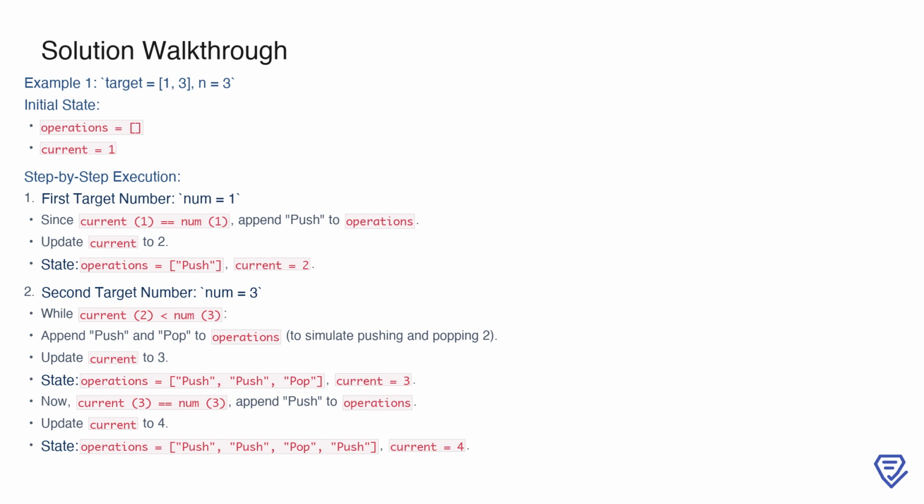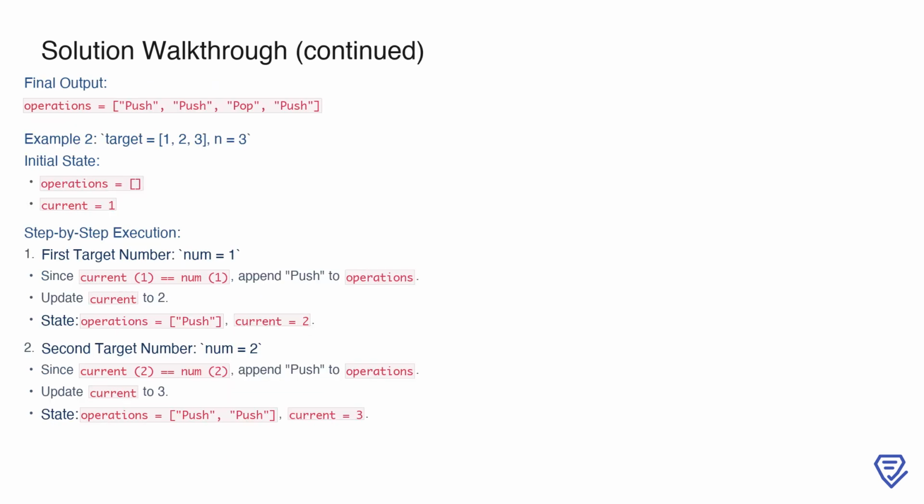Now, moving to the second target number, which is 3, we notice that the current value, 2, is less than the target. To handle this, we append both push and pop to the operations to simulate pushing and immediately removing 2 from the stack. Then, we increment current to 3. At this point, the current value matches the target value, so we append another push to the operations. Finally, we increment current to 4, leaving us with the operations list as push, push, pop, push. With the operations list now complete, the final output for this example is push, push, pop, push.